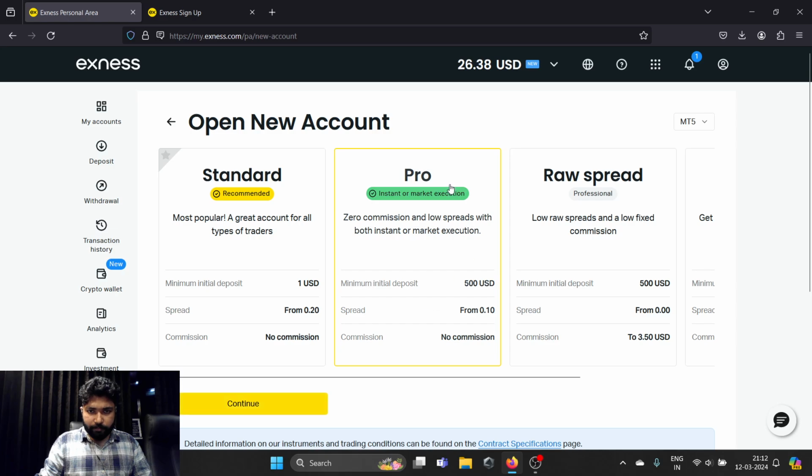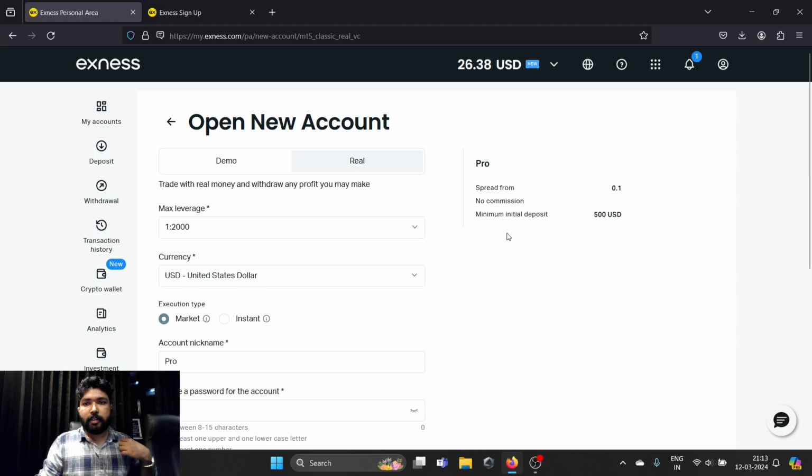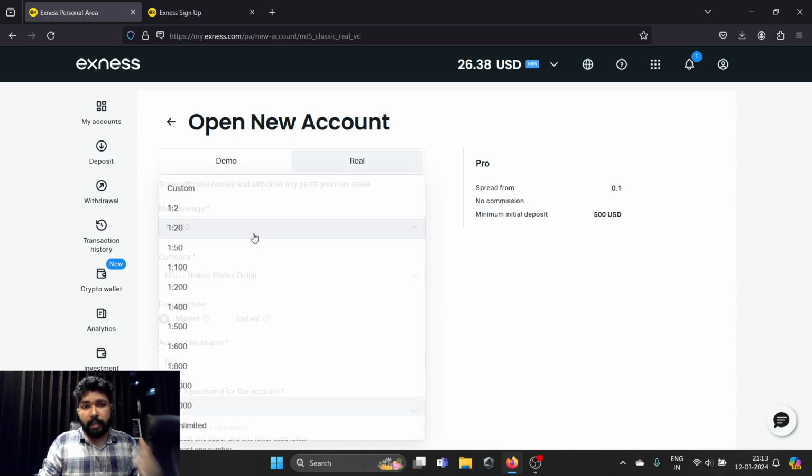Okay, so for example, I'm taking this pro version, and here you can see my spread would be charged at 0.1, and commissions would be there. 500 US dollars would be my basic deposit. And I can also, sorry about that, my leverage can also be customized up to unlimited, from 1 is to 2 to unlimited leverage.